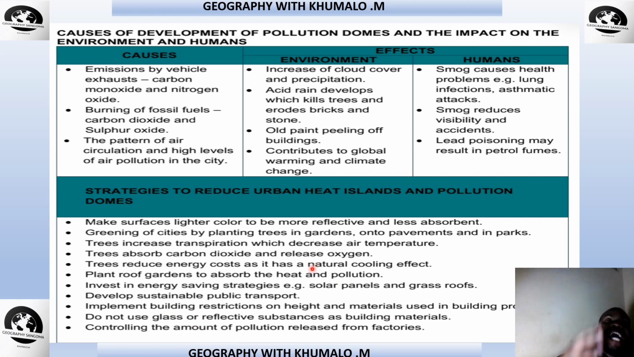Grade 12, you may be asked in an exam to write a paragraph, approximately 8 lines, on strategies to reduce the urban heat island or pollution dome. So they might set the question as urban heat island, or they might set a question as pollution dome. So you must know these. It may come out in an exam during this trial that you are writing on Wednesday, or in the final examination in November.